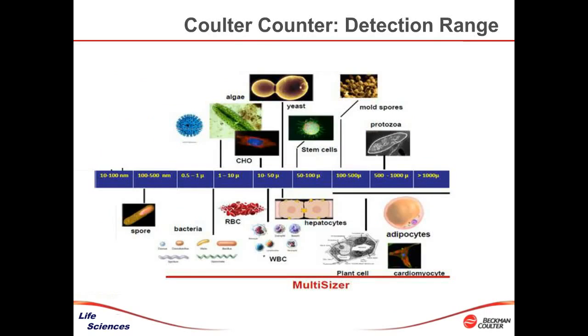And it covers quite a wide range and can go down into the nanometer range with the same instrument, but using different orifices, all the way up into the fairly large range, into what under the USP terms they speak about as visible, that is greater than 100 microns.